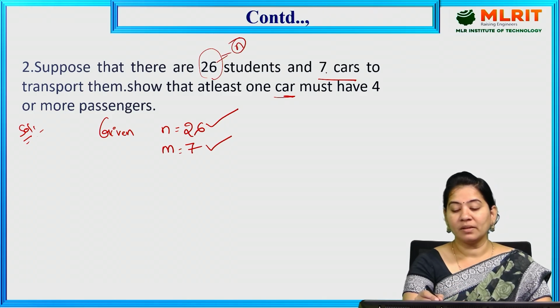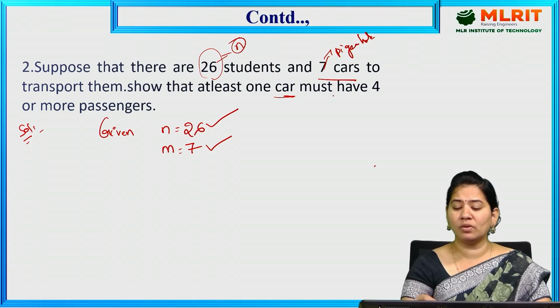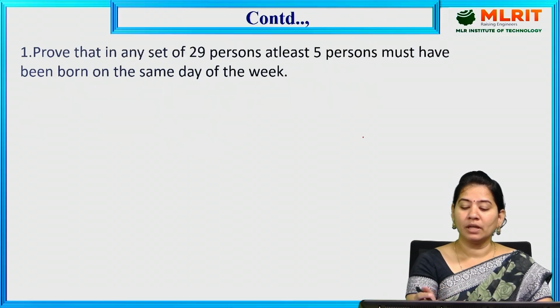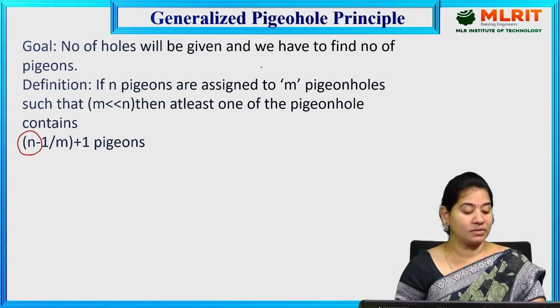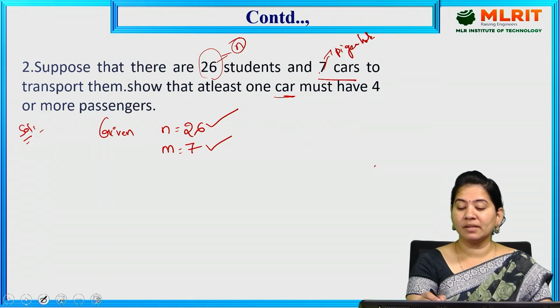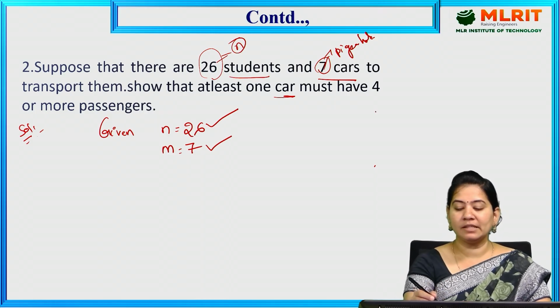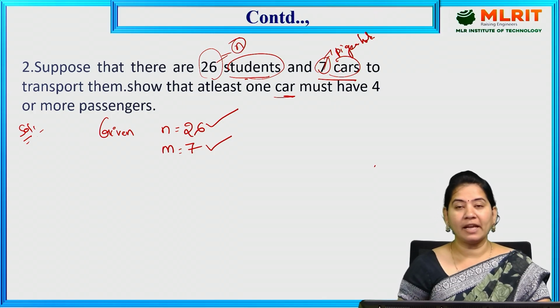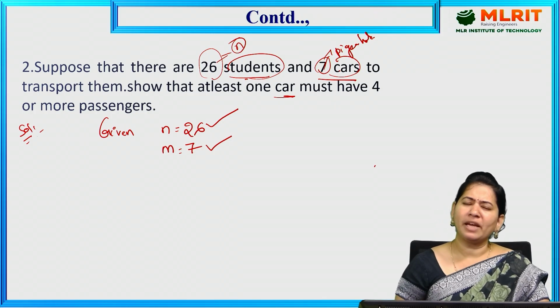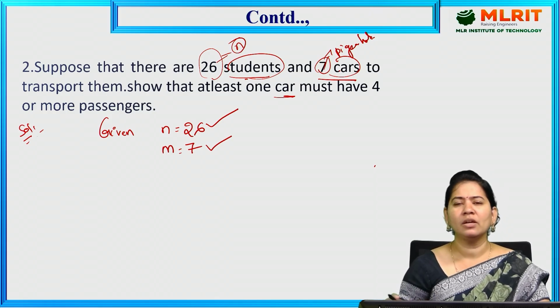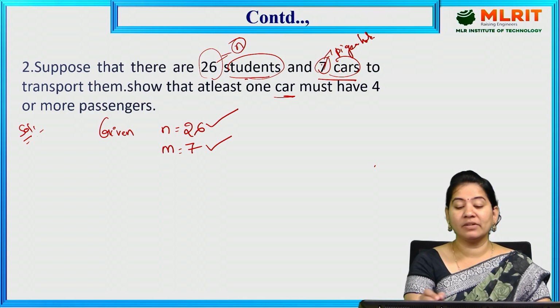Why? Because the 7 are pigeonholes. In the 7 cars you can adjust the 26 students, so cars are pigeonholes and the students are pigeons. You can adjust the 26 students in the 7 cars by treating students as pigeons and cars as pigeonholes, to transport them. If you want to transport many students, you can adjust them in only 7 cars. I can't adjust the 7 cars into 26 students, so the meaning would be completely changed.